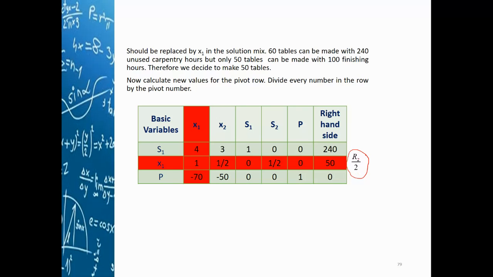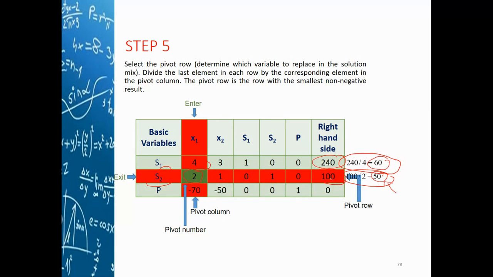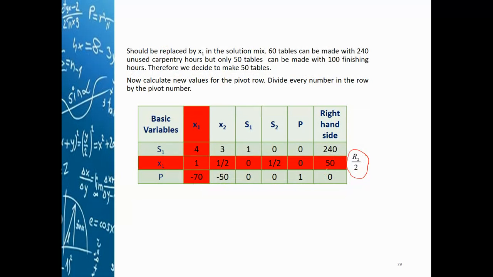That's why we have R2. So 2 over 2 is 1, and then the rest will follow. This one, 1 over 2 is half, and so on, up until your right hand side. Do not forget your right hand side. Previously, for example, here you have 100 on your right hand side. Once you divide by 2, this is what you get, 50. So this one is clear as well.